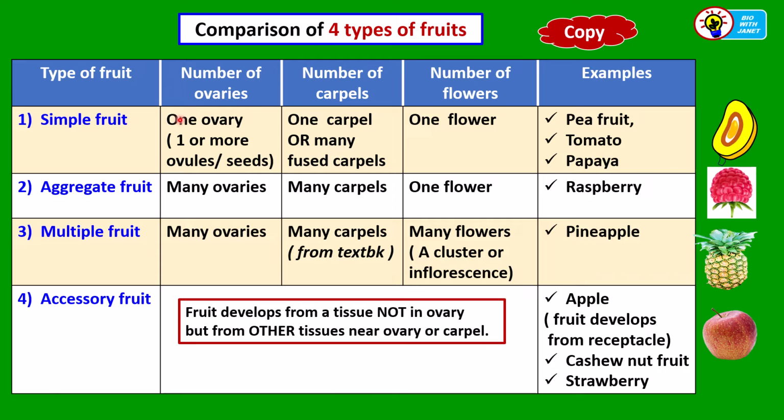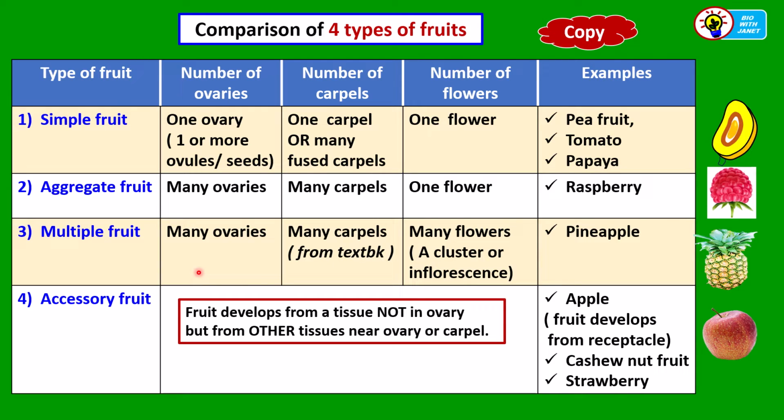So a simple fruit: if a fruit is formed from one ovary found in one flower, then the fruit is a simple fruit. Examples are the pea fruit, tomato fruit, and the papaya fruit. Now, an aggregate fruit, on the other hand, is formed from many ovaries in many carpels, but found in one flower. An example is the raspberry.